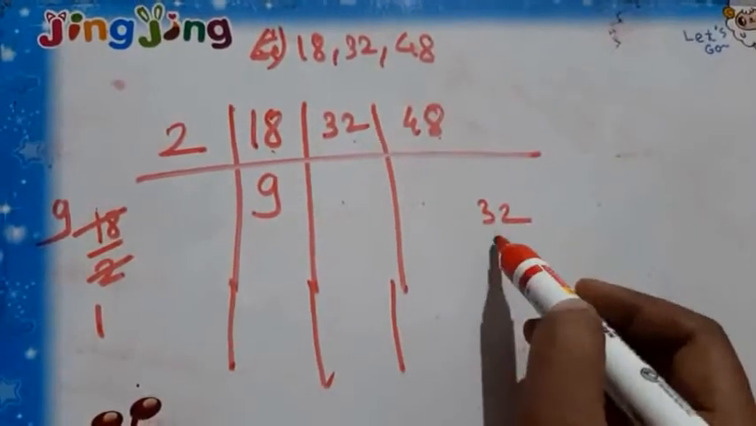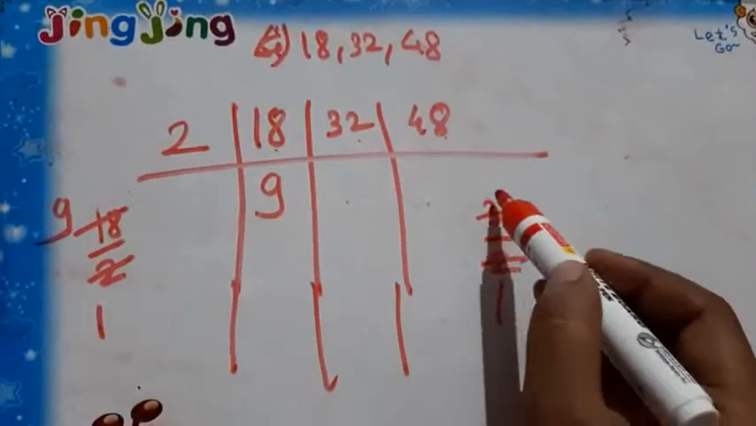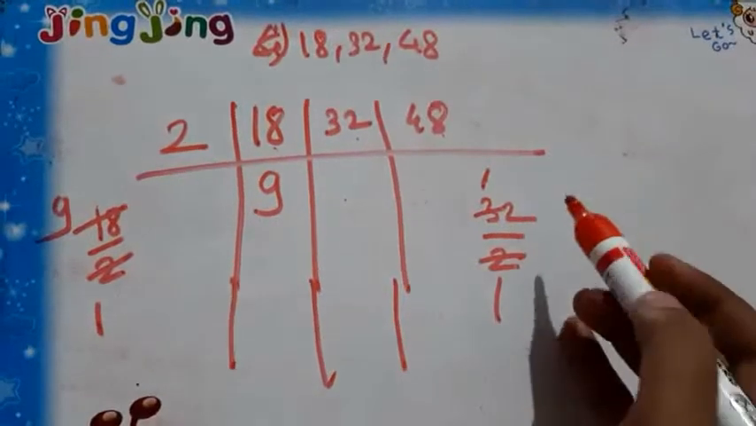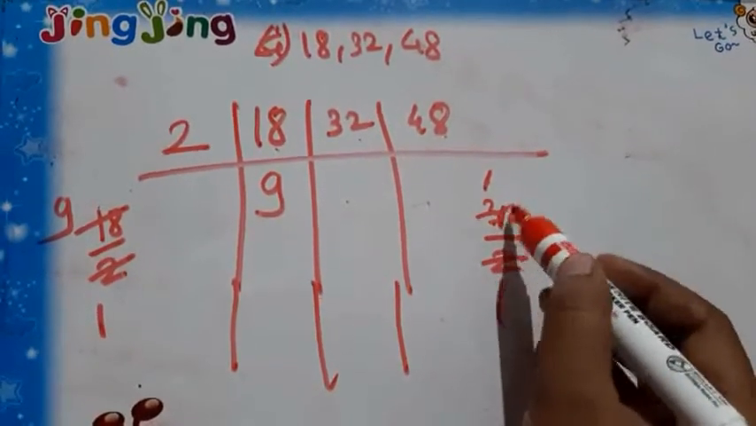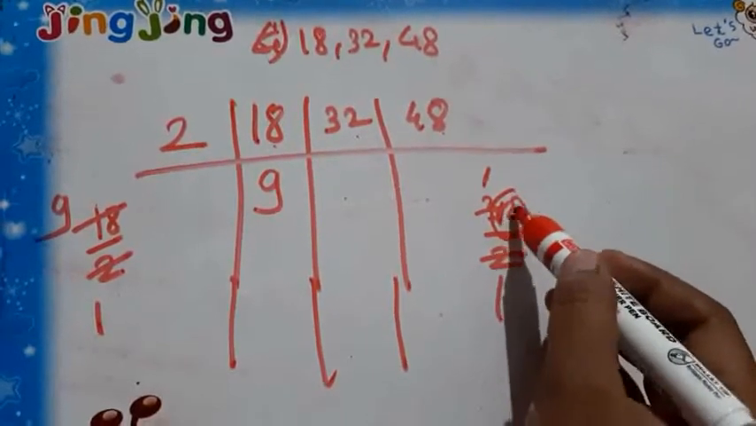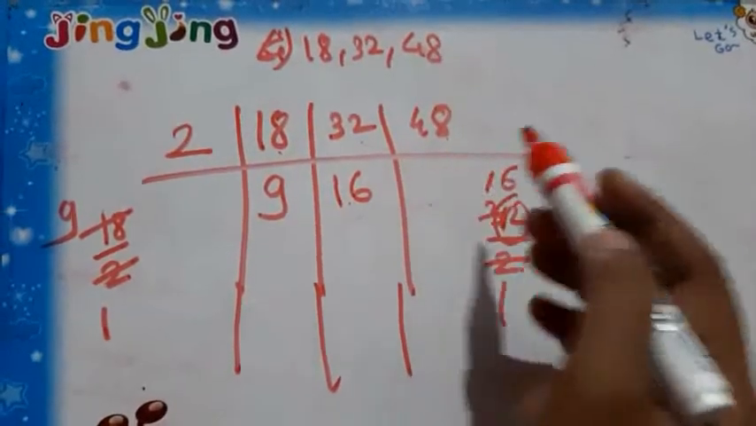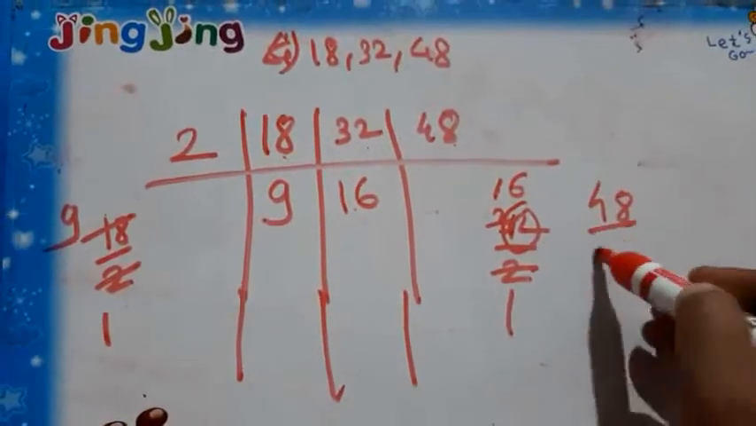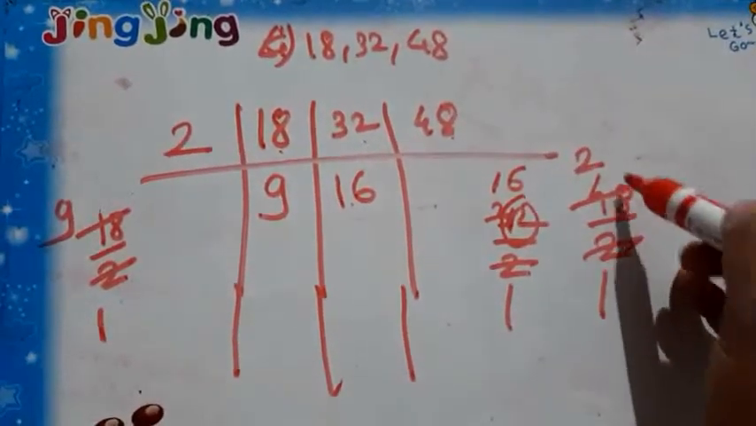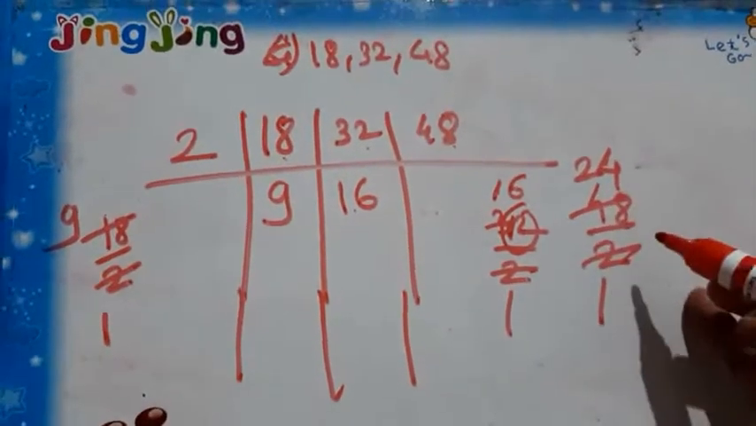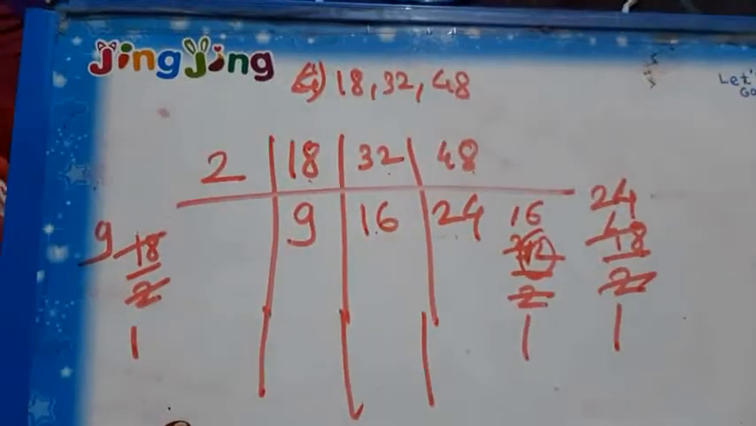32. Below that what should be written? 32 divided by 2. 2 ones are 2. First digit is 3, so we can take 1. 2 ones are 2. So 3 minus 2 is 1. Number is 12. So 2 6s are 12. So here will be 16. Below 48. 48 divided by 2. 2 ones are 2. 2 twos are 4. And 2 fours are 8. 24. So here will be 24.